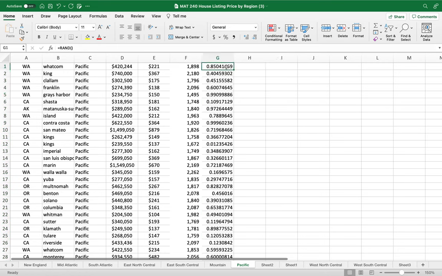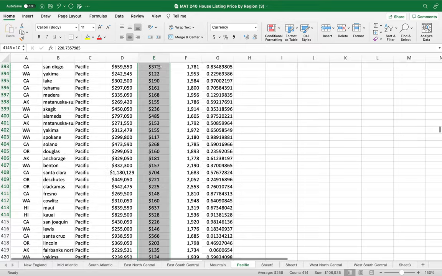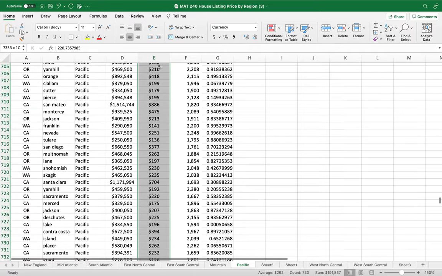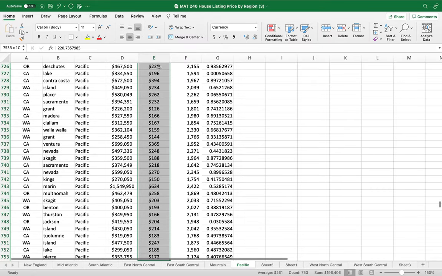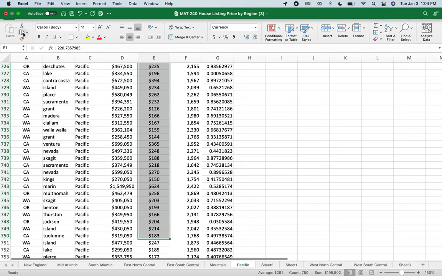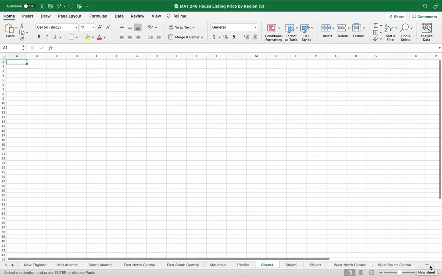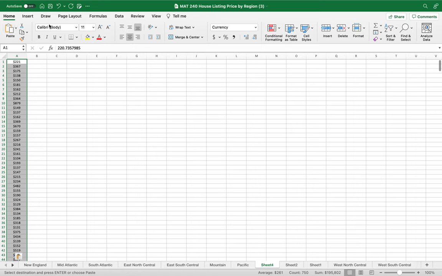Now remember, we don't need this random number. We need just column E. So I'm going to take 750. You can look at the top and it'll tell you how many you got. You can copy and paste or cut and paste. I'm just going to copy, come to a new sheet by the plus sign at the very bottom right, and in A1, paste. Okay, so we have 750 now. Let's make this larger.